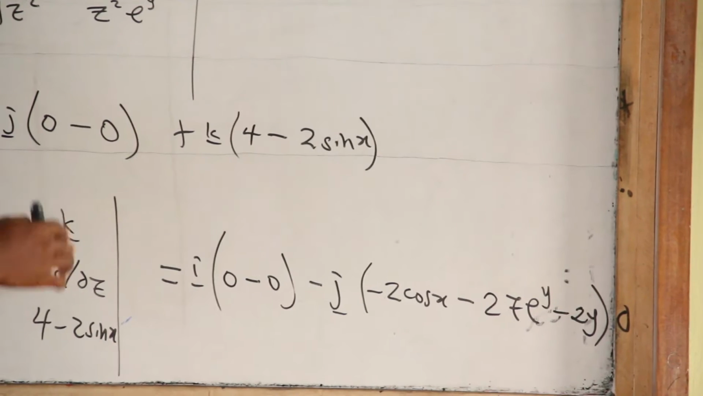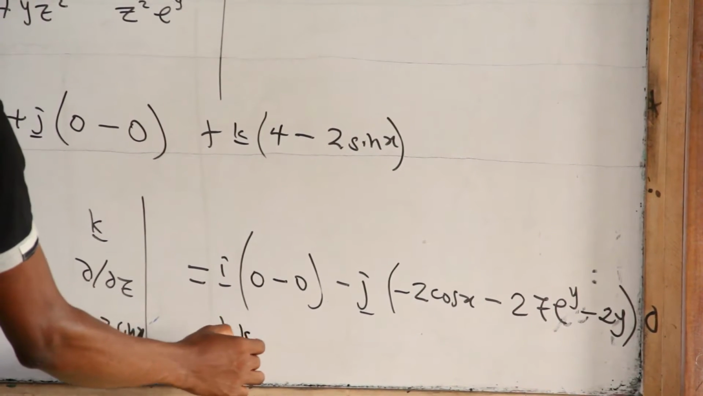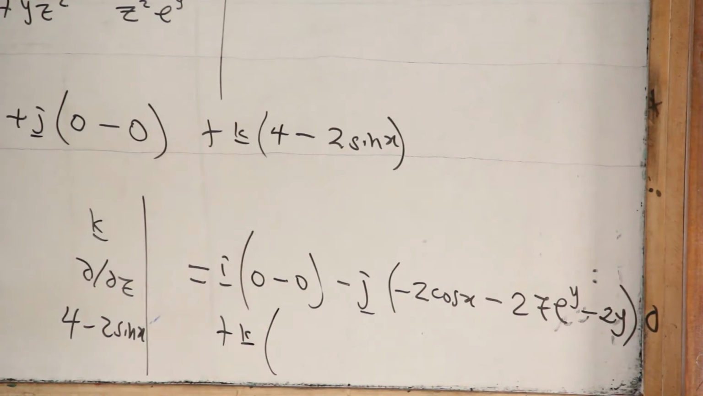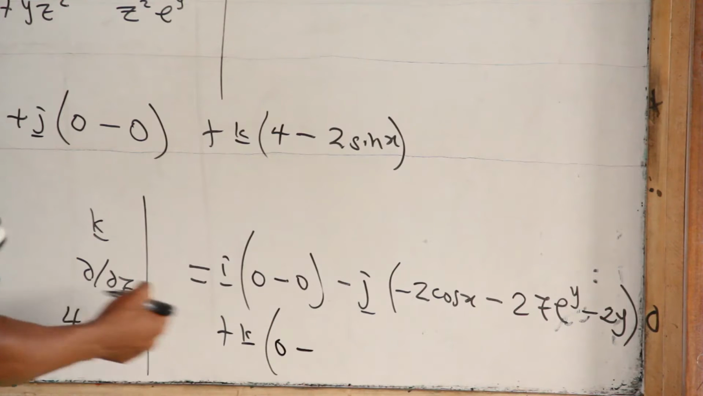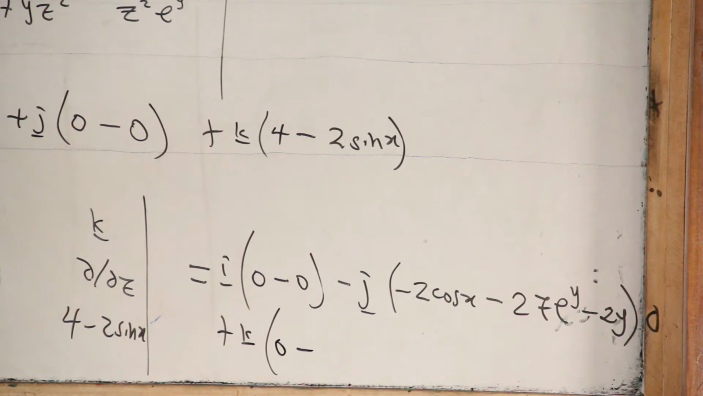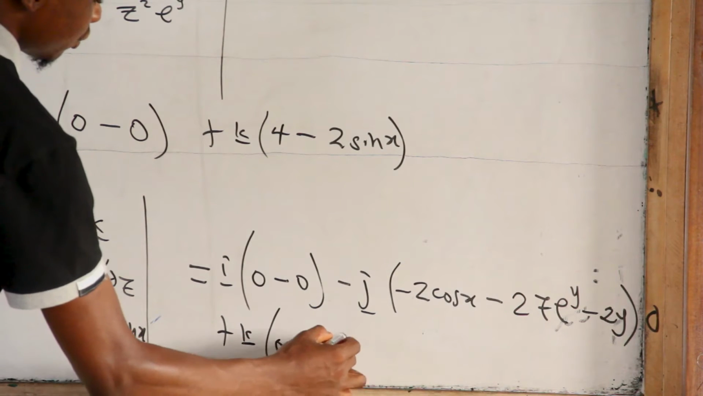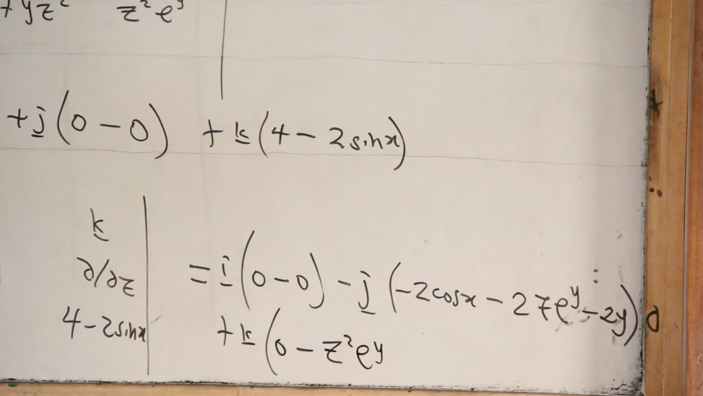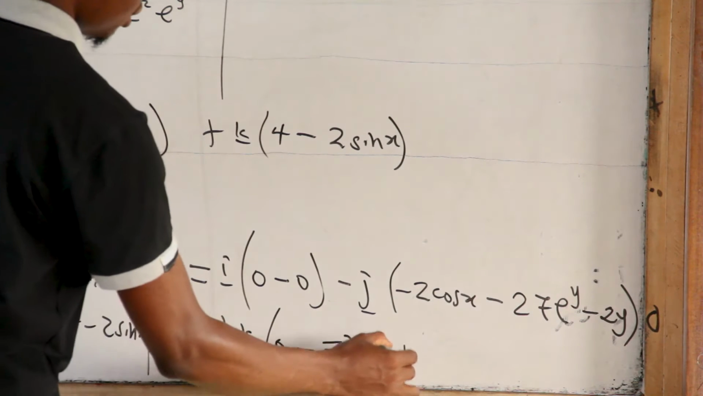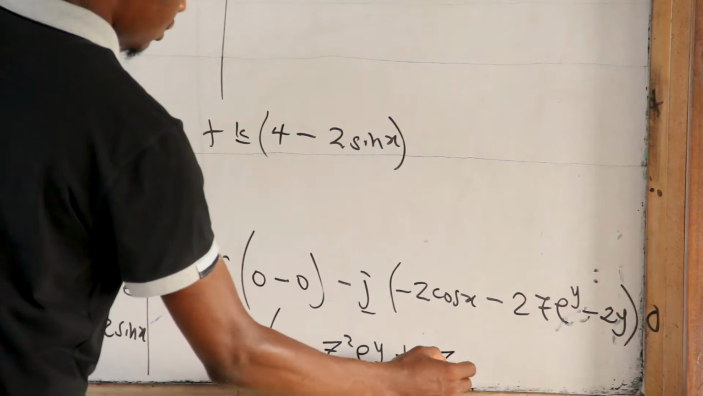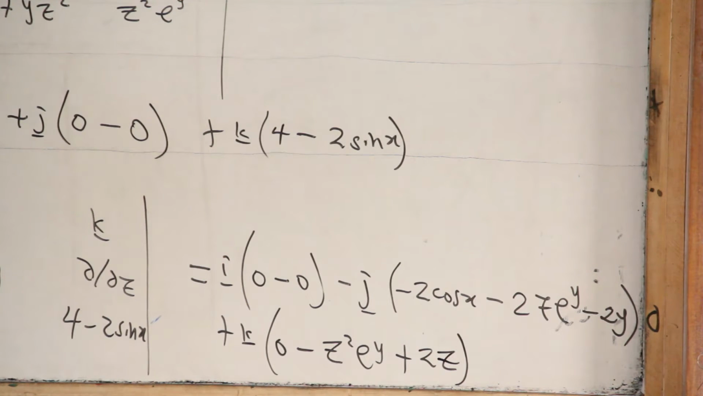Then we take the last one, plus k into the derivative of this with respect to x, which is 0, minus the derivative of this with respect to y. That would be z squared e to the power y minus the derivative with respect to y. That's the minus 2. That would become plus 2. Do you understand what I've done? Alright, so that is going to be your final answer.